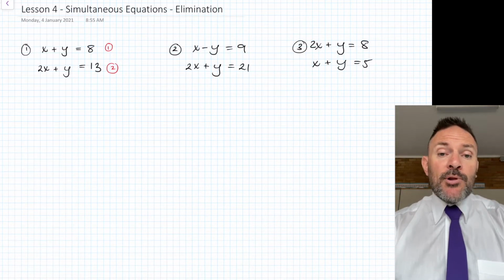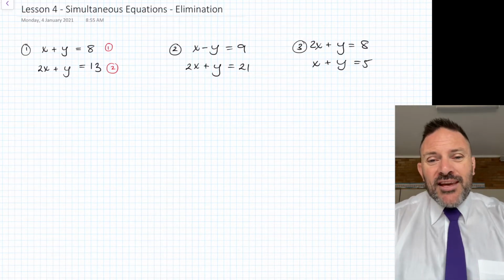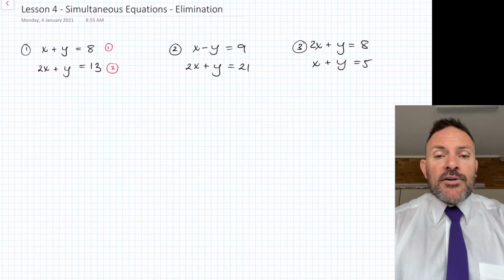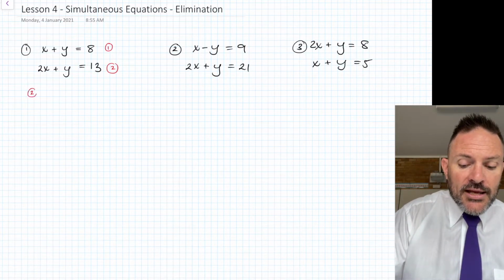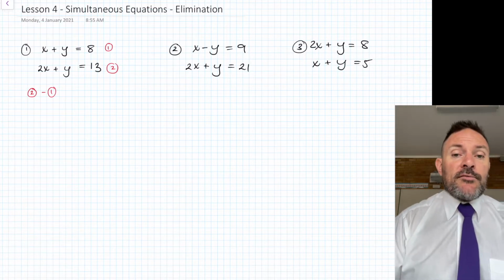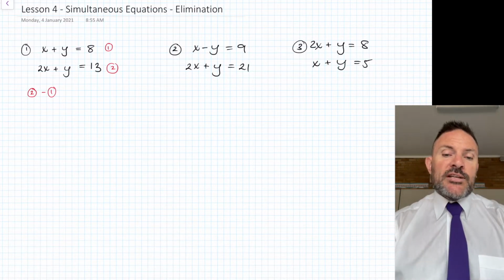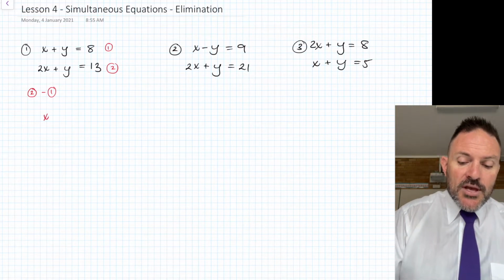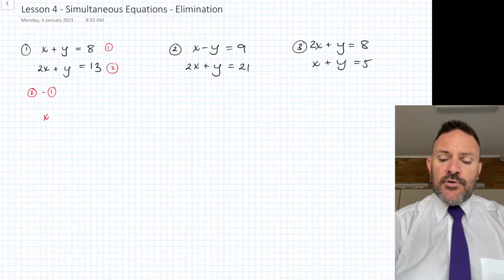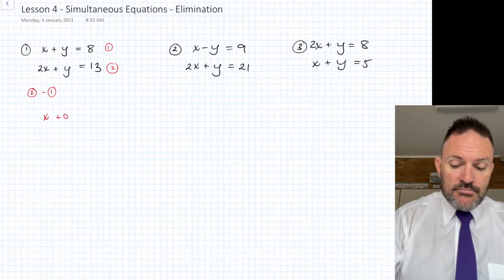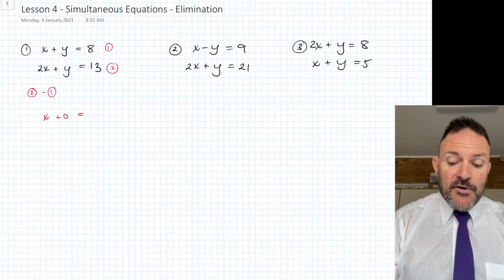So for example, I could say x minus 2x equals minus x. Thing is, I try and avoid negative values if I can. I'm going to start with the bottom line. In fact, I am going to write here, second equation, subtract the first equation. So what's 2x minus 1x? Well, that's just x. What is y subtract y? Well, that's 0, right? And what's 13 subtract 8? Well, that's going to be 5.